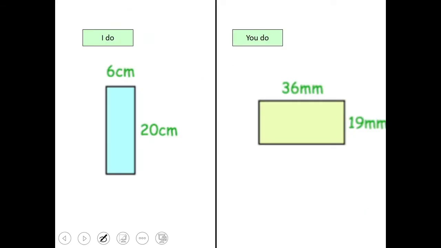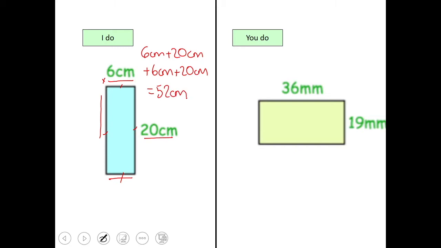So let's look at another example. So here we've got another rectangle, and for rectangles we know that the shorter sides are equal and the longer sides are equal. So if we start here again, we know we need to add 6 centimeters plus 20 centimeters. We know this bottom side will be the same as the top, so plus another 6 centimeters, and we know this left side will be the same as the right. And the answer should be 52 centimeters.